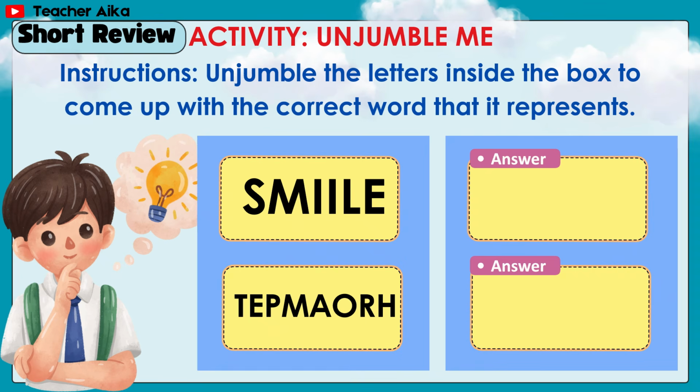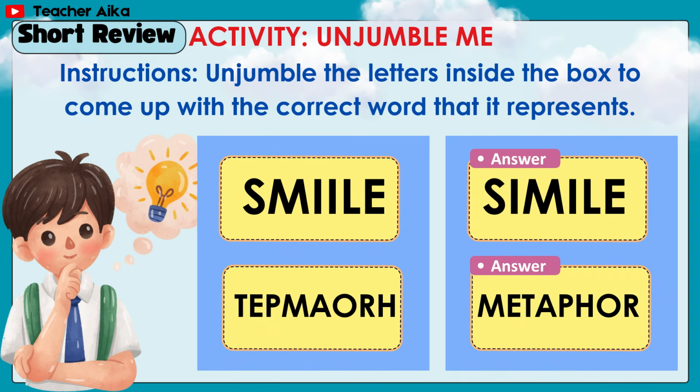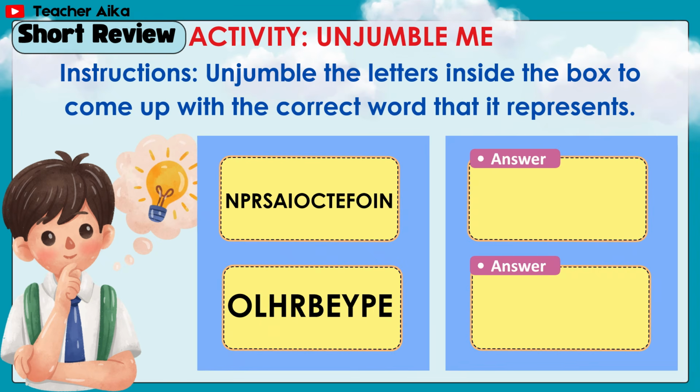Activity: Unjumble me. Instructions: unjumble the letters inside the box to come up with the correct word that it represents. First, answer: simile. Second, metaphor. Third, answer: personification.